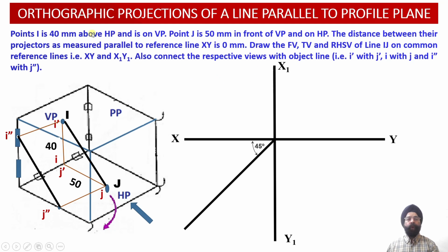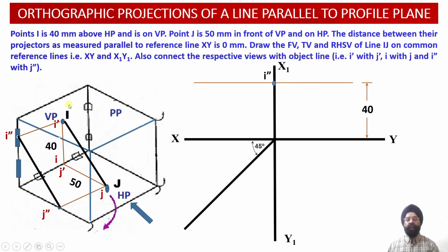So please check point I. It is located 40 mm above the horizontal plane and it is lying on the vertical plane. So the location of point I has been obtained over here: 40 mm above the horizontal plane and in the vertical plane, we have obtained the location of the point I in the profile view. So this point name will become I double dash. So the I double dash point has been obtained in the profile view or the side view projection.